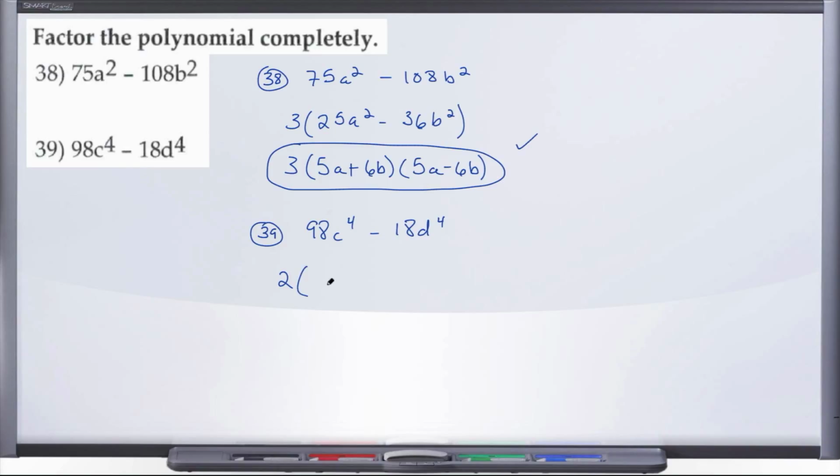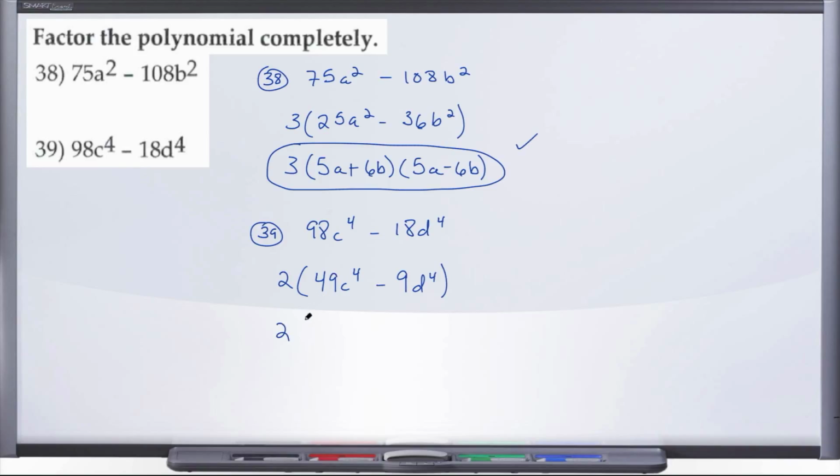So let's go ahead and take out a 2, and if we do that, we're left with 49c to the 4th minus, and now 9d to the 4th. All right, so now that we've dealt with question 1, is there a greatest common factor, a GCF? We can go on to question number 2. How many terms are there? Well, 1, 2, so we should be thinking difference of perfect squares or sum or difference of cubes. Well, we're not dealing with cubes here, but we are dealing with the difference of perfect squares, right?